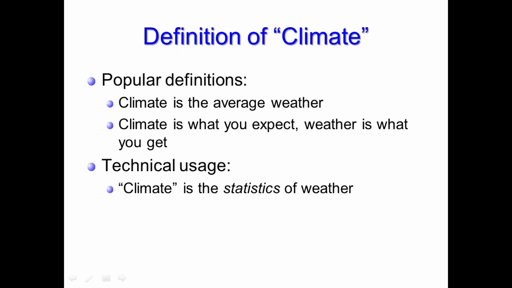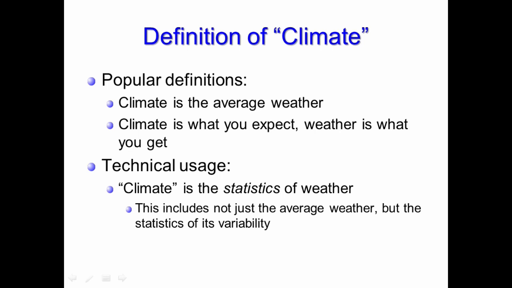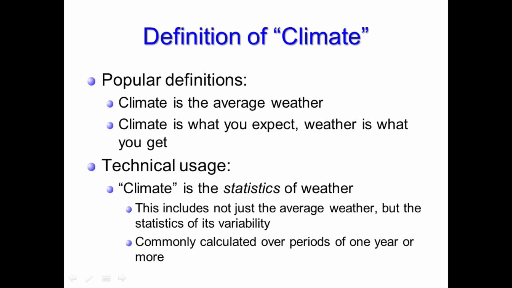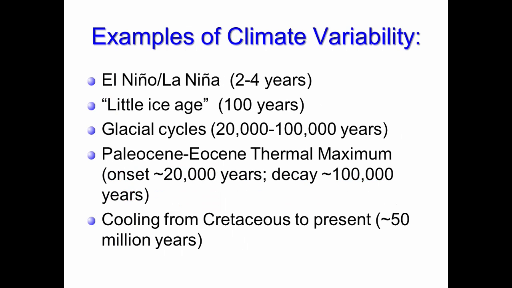We think of climate really as the statistics of weather. And these statistics include not just the average weather, but the statistics of its variability. And these statistics are commonly calculated over periods of 1 year or more. So the seasonal cycle, the progression of the seasons, is not considered an example of climate variability. So through this course, we're going to stick with the professional definition of climate simply as the statistics of weather.